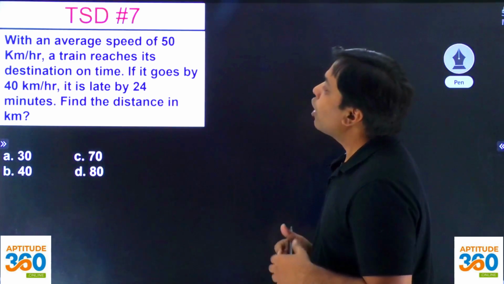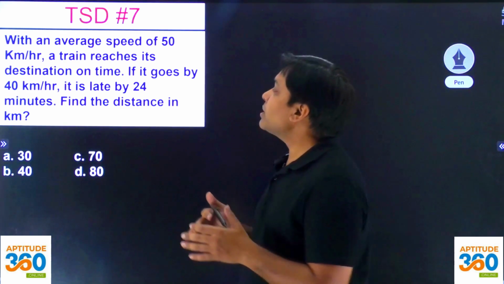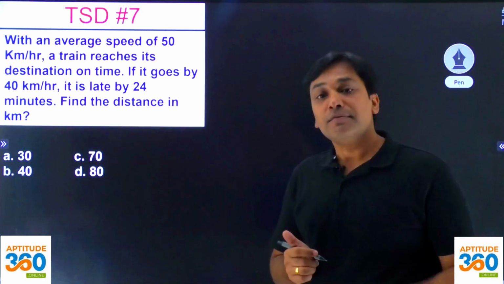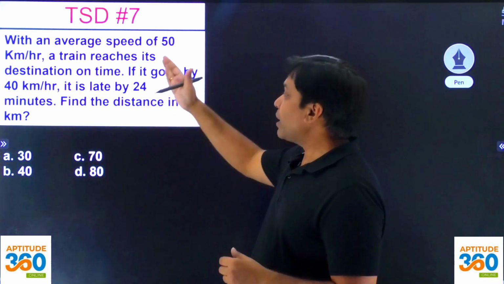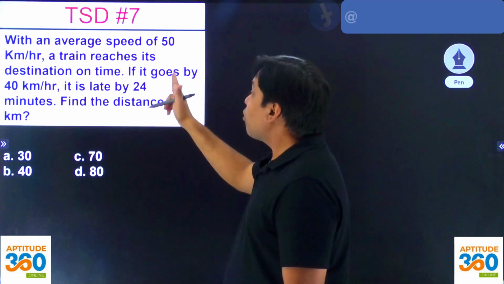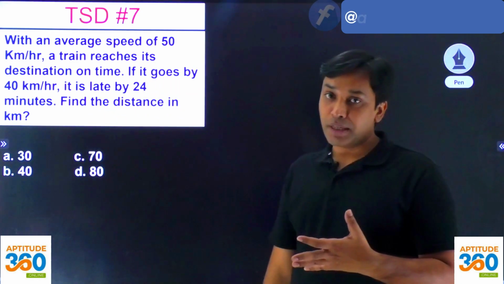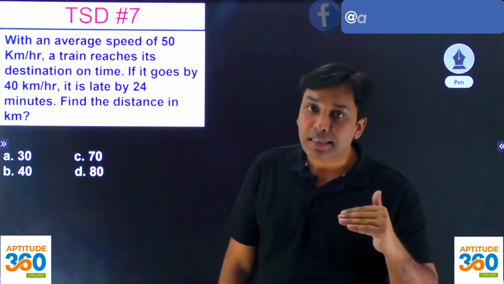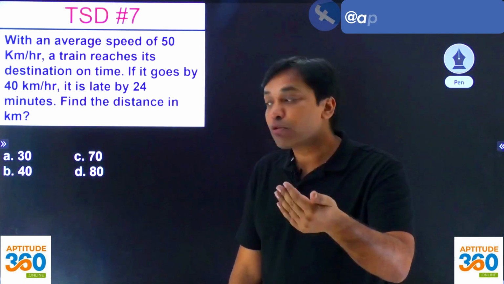This one says that with an average speed of 50 km per hour, a train reaches its destination on time. अगर 50 km per hour की स्पीड से गया तो ये जो ट्रेन है वो अपने टाइम पे पहुंच जाएगी. If it goes by 40 kilometers per hour, then it is late by 24 minutes. Obviously, if the speed is less, the train is going to take more time. More time का मतलब late हो गया.